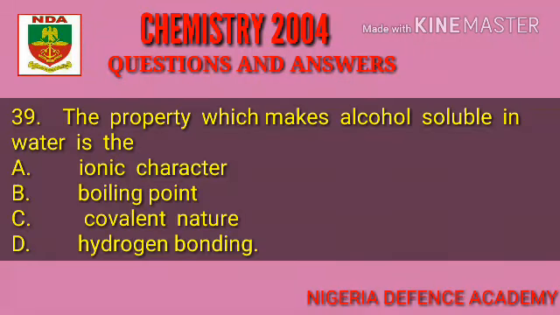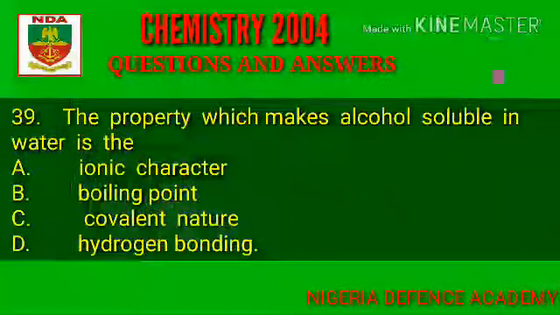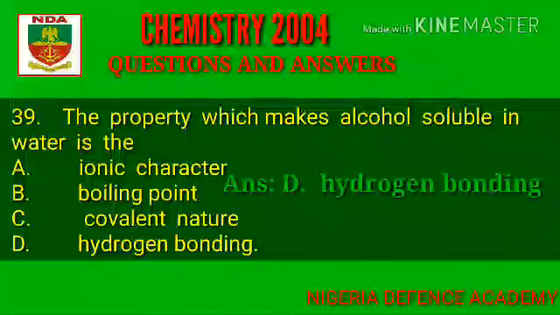Question number 39. The property which makes alcohol soluble in water is the dash. Option A, ionic character. Option B, boiling point. Option C, covalent nature. Option D, hydrogen bonding. So which of these options is right? Well, I think the right answer here is option D, hydrogen bonding.